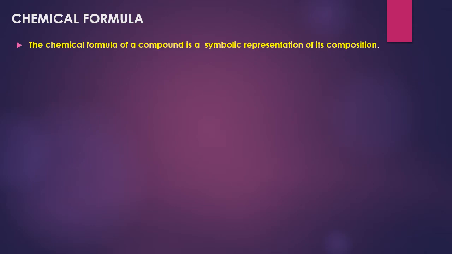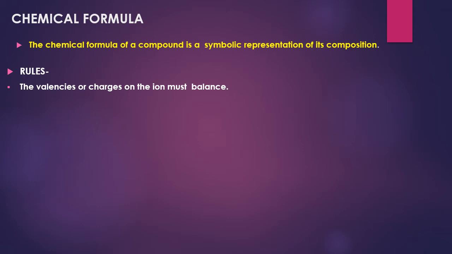Chemical formula. What is a chemical formula? The chemical formula of a compound is a symbolic representation of its composition. केमिकल फॉर्मूला बताता है कि उस सब्सटेंस के अंदर कौन कौन से एलिमेंट्स हैं.